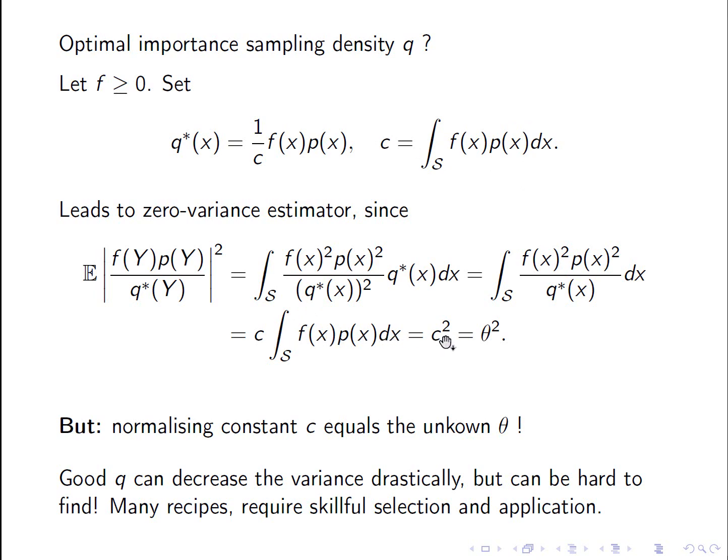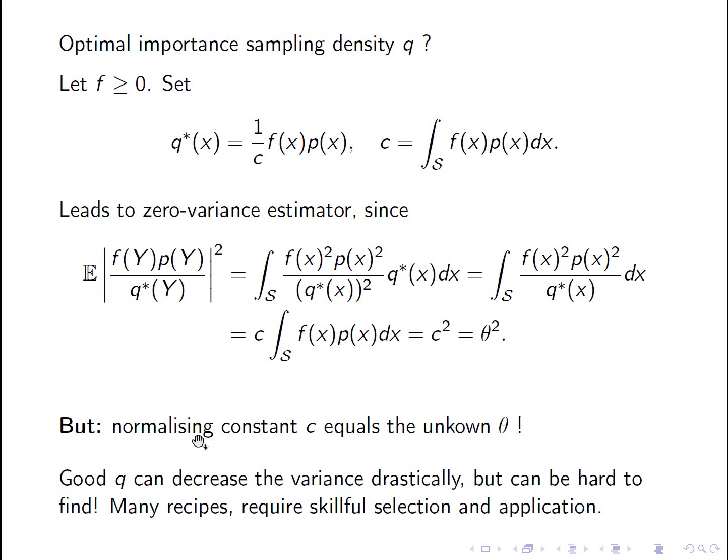But if you look at the definition of c, well, we have here c times c, and this is just c squared. And if you look again at the definition of c, c is just the quantity which we wanted to compute. So this is just theta. So c squared is theta squared. So the second moment is theta squared. We have to subtract the squared mean, which is again theta squared, so we get a zero variance estimator. But of course, it's not applicable because we need to know what we want to know, namely the c or the theta. Okay, but at least the statement here gives you a hint how good importance sampling densities should look like. They should imitate f times p.